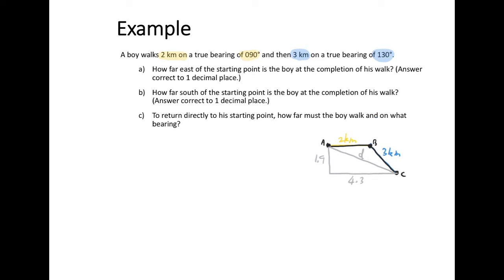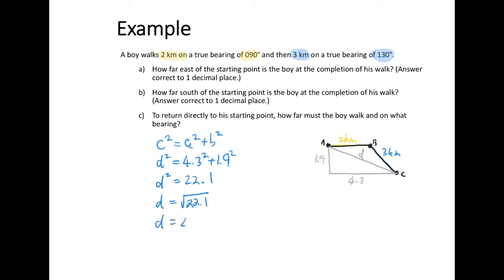Because I'm finding the hypotenuse side, c squared is equal to a squared plus b squared. So substituting in my values, D squared is going to equal 4.3 squared plus 1.9 squared. So D squared is going to equal 22.1. So D will equal the square root of 22.1. So my D value is going to equal 4.7 kilometers. So if the boy was to walk in a straight line from point C to point A, so from where he is back to the starting point, it will be 4.7 kilometers.